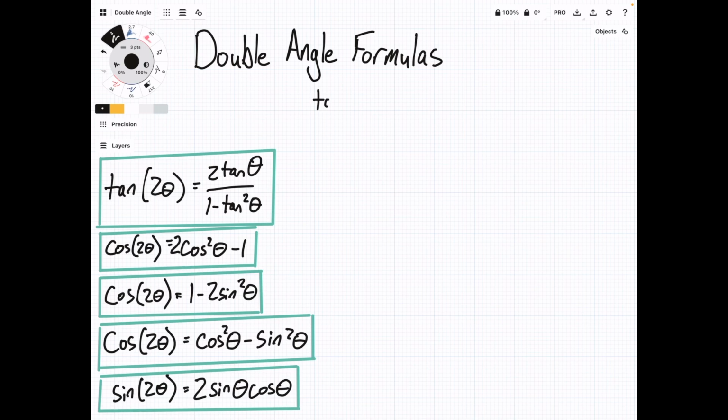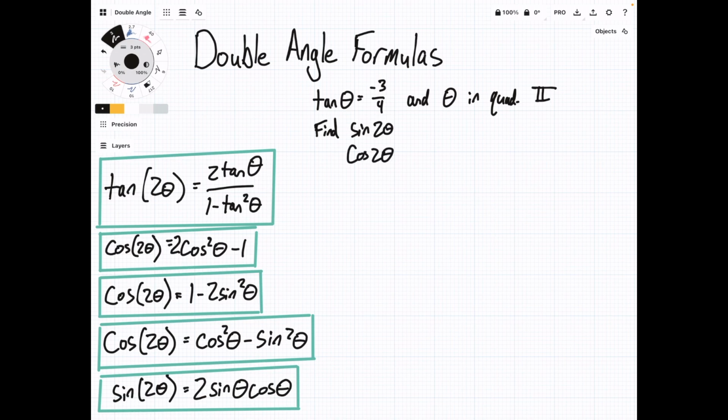So given that tan theta is equal to negative 3 over 4, and theta is in quadrant 2, we need to find sine of 2 theta, cosine of 2 theta, and tangent of 2 theta.